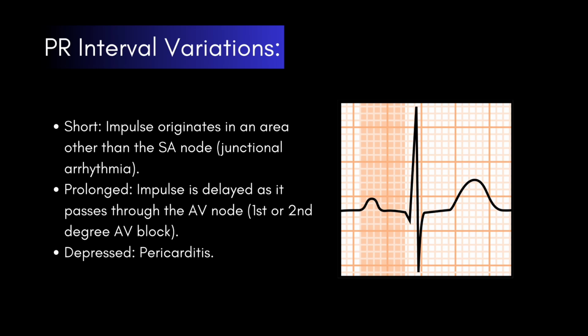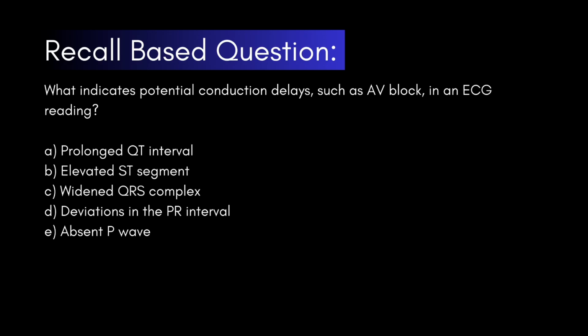So now that we have a good background on PR intervals, let's go ahead and take a look at some recall-based questions to see if you guys have retained the information from today's presentation. What indicates potential conduction delays, such as AV block, in an ECG reading?